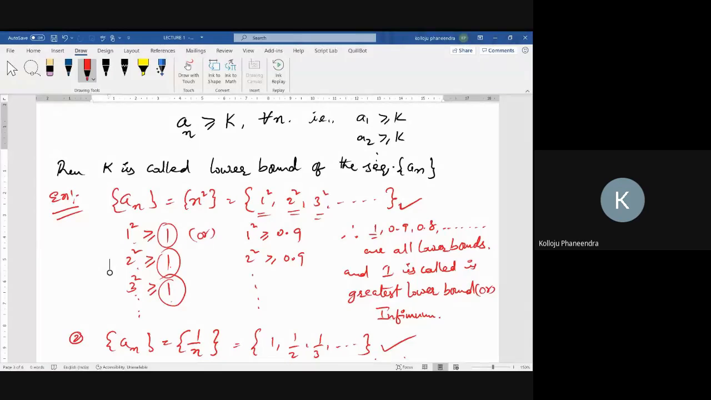Similarly, again by observation, 1 square is greater than or equal to 0.9. Or one can take 0 also. 1 square is greater than or equal to 0, 2 square is greater than or equal to 0.